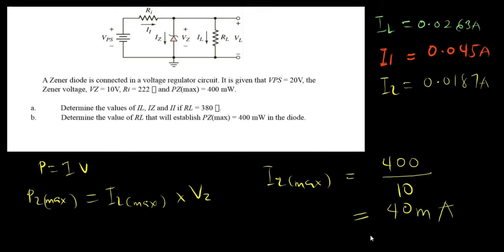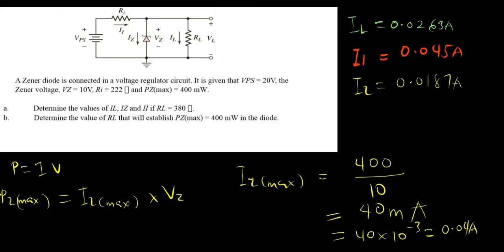That's 40 milliampere, so let's change this into ampere. That would be 40 times 10 to the power minus 3, so that would be 0.04 ampere. This will be the value of IZ max. So then write IZ max here: IZ max is 0.04 ampere.